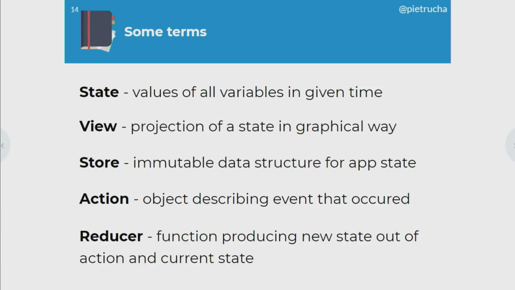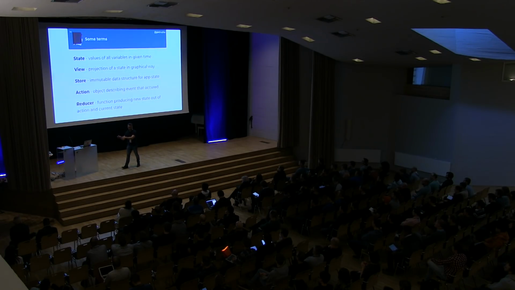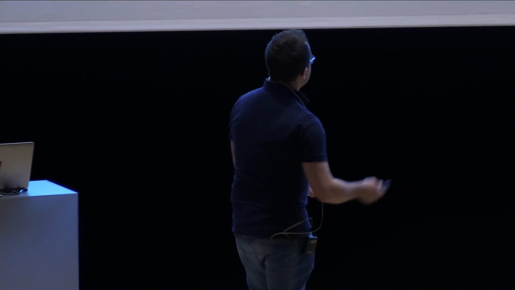A view, we can think of as a projection. We have a state, the list, the profile, and the view is something that projects this into the graphical interface. So it's like a function of the state to the view. A store is something that we would use to put the state in. So it's a data structure, it's immutable, that holds our state.